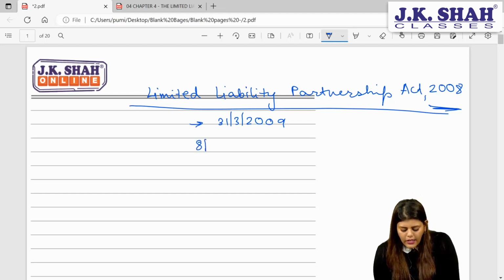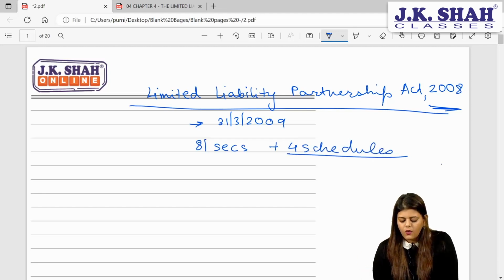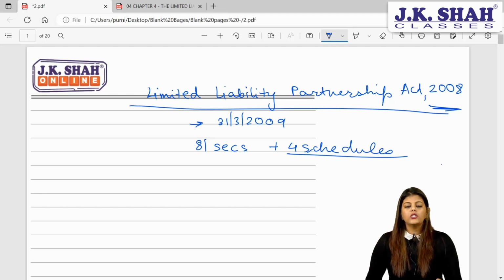This act has 81 sections and it has 4 schedules. And these schedules are also very nice. What are these schedules about? See, just as in your Partnership Act, you had partnership deed, which is optional. If you have a partnership deed, okay. If you don't have it, you can just follow the rules of the act.